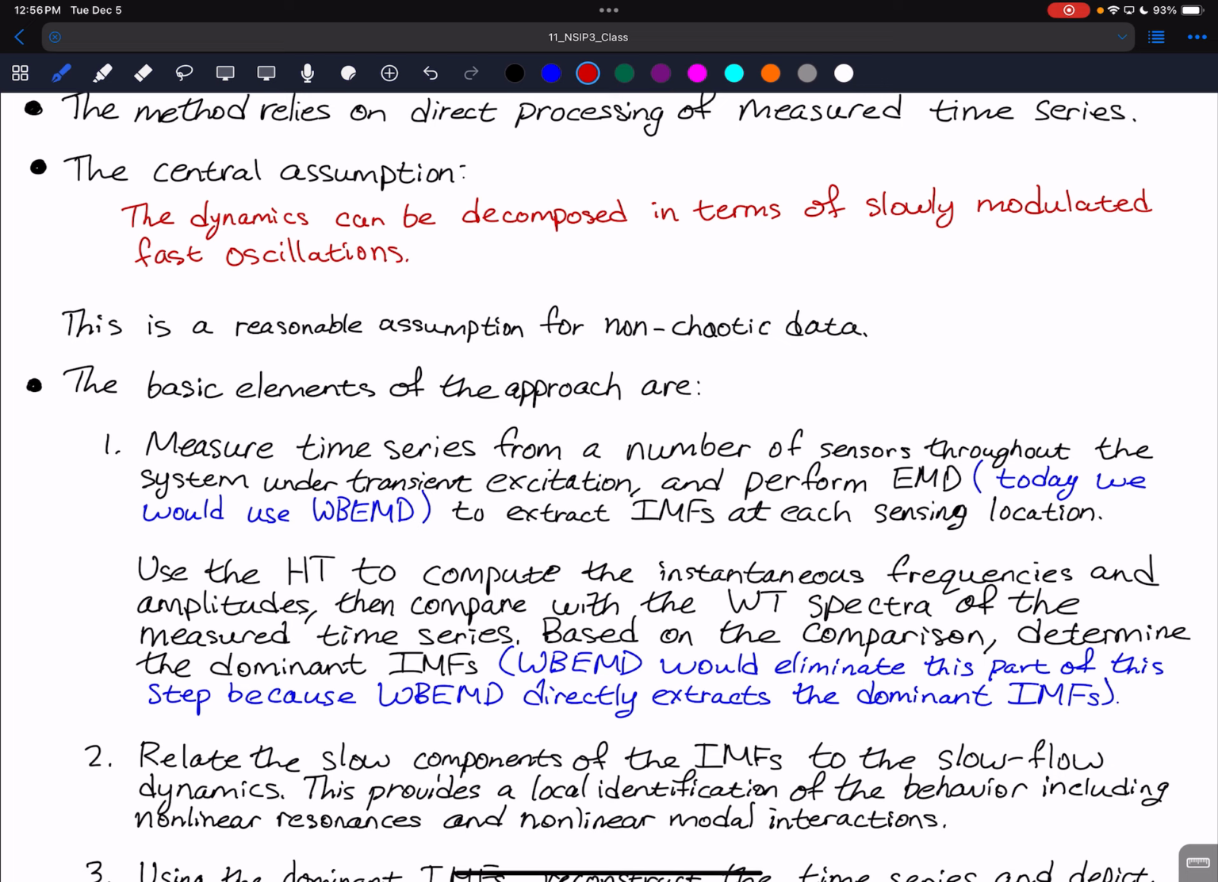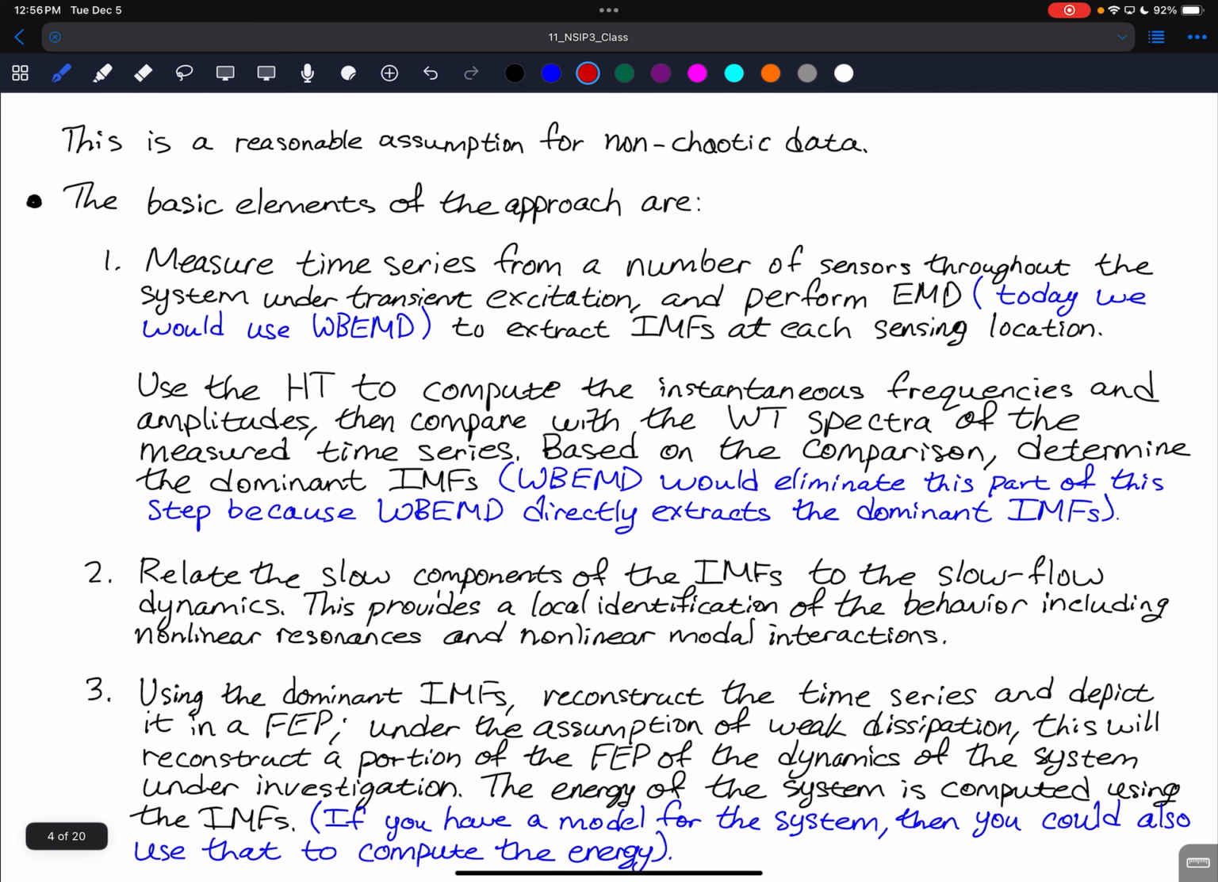tend to end up with a set of IMFs that are physically meaningful, that represents some component that you can see in the wavelet transform, and then you end up with another set or subset of the total set that are spurious and don't really have any physical meaning, and so you would tend to reject those when you apply the regular EMD. When you use wavelet bounded EMD, you're choosing what you're trying to extract, and so you don't end up with these spurious IMFs that you need to reject and exclude, because it's directly extracting these dominant IMFs. So you would skip that. You wouldn't need to make a decision on what to keep and what not to keep, because you just keep all the IMFs.